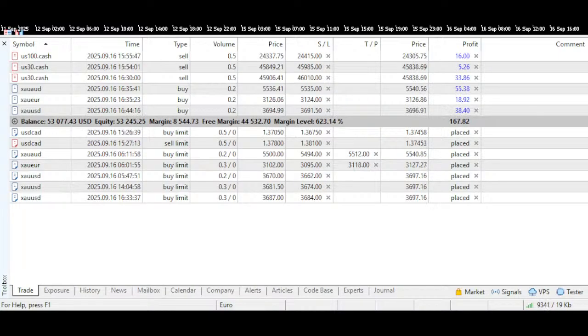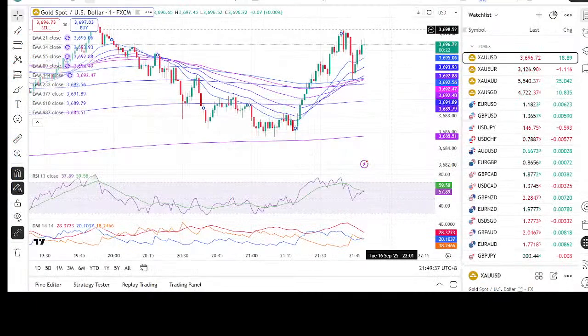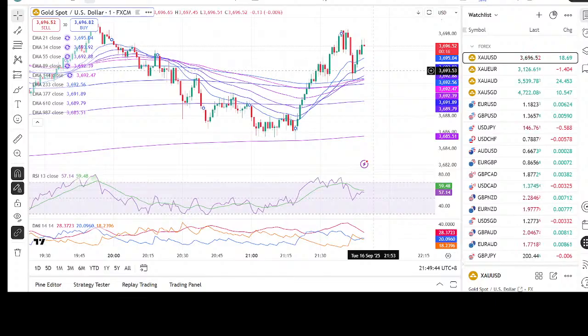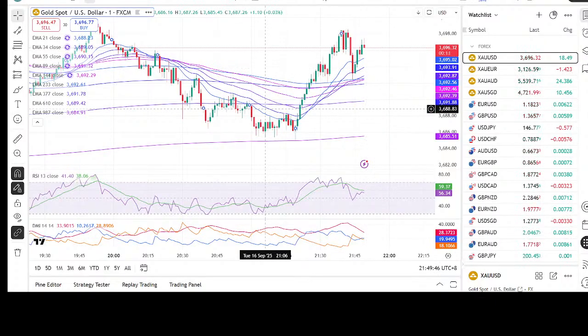We are still not out of the woods yet. We have to see a clear break, and we have only 10 more minutes left for this time period to be over.